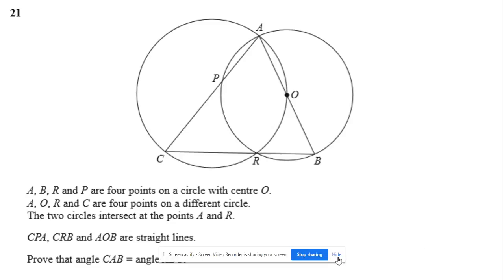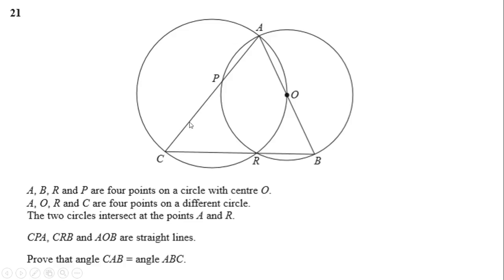Hello there guys, in this video I'm going to talk you through the solution and the mark scheme for this grade 9 GCSE circle theorems question. So just to talk you through what we've been told, A, B, R and P are all on this circle here and this circle has a centre at O. And we're also told that A, O, R and C are points on the circumference of this circle here.